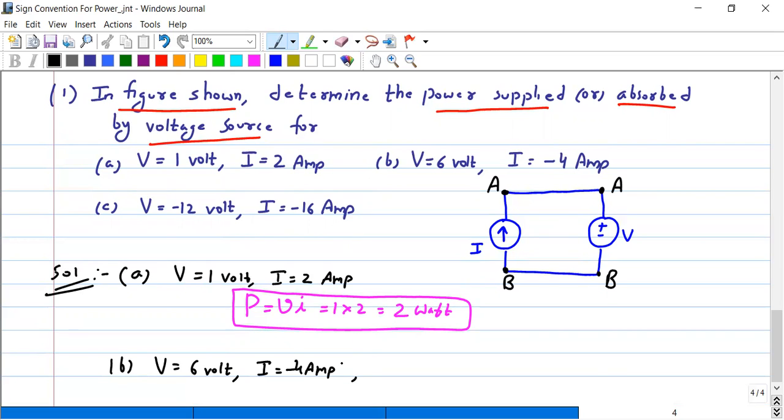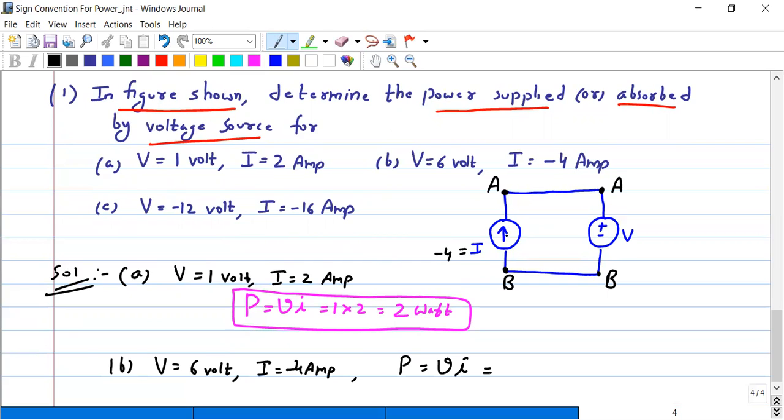I is minus 4. Now in the figure, the current source value is I and the direction is given like this. If you say that I equals minus 4, you can write like this also. I equals minus 4. And then you can solve the problem like this. P equals V into I.